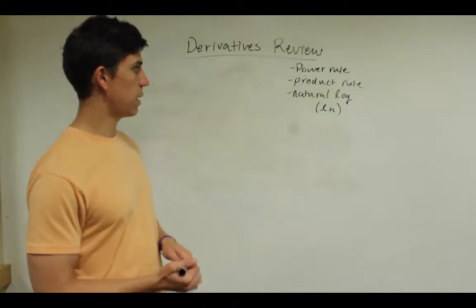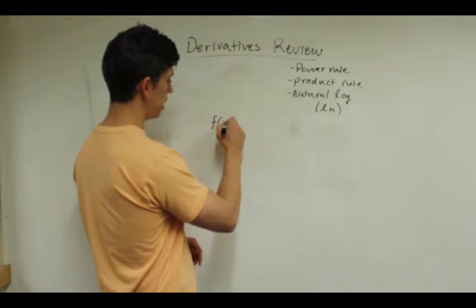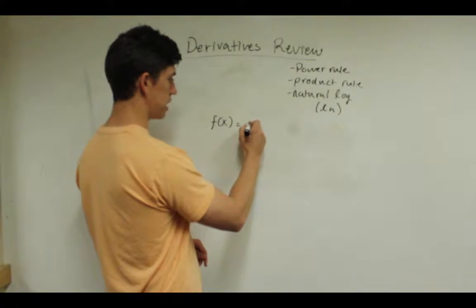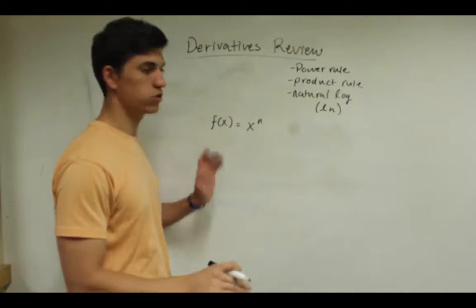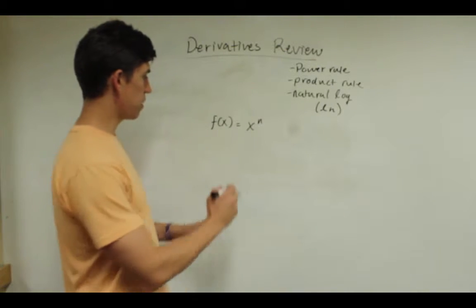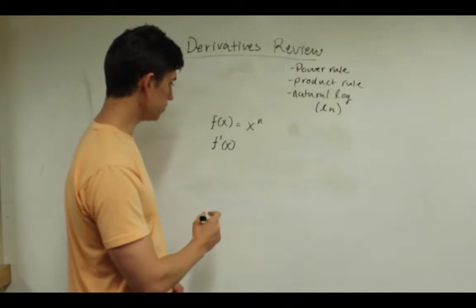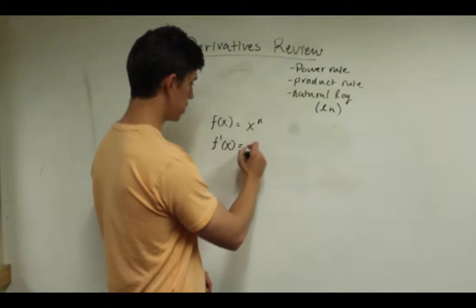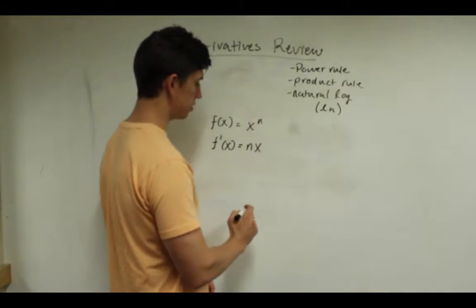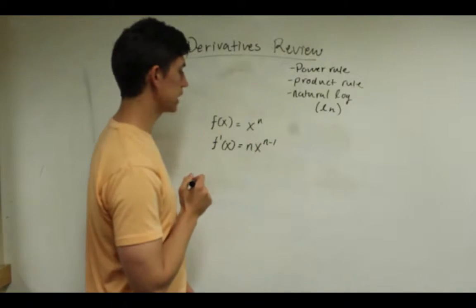So first of all, the power rule, that's when we have some function, like say f of x equals x to the n, where n is just some number. We could take the derivative of that by taking f prime of x equals n times x, and then we subtract 1 from this power, so x to the n minus 1.